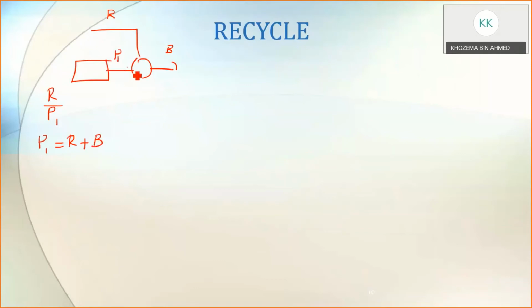And your P1 is actually equal to R plus B, because whatever is going into the separator is coming out as one as your recycle and one as your brine waste. So we are actually trying to find the value of R, because we already know the value of B from our previous section of the question. So in order for us to find the value of R, we can either use our mixing point or our separation point.